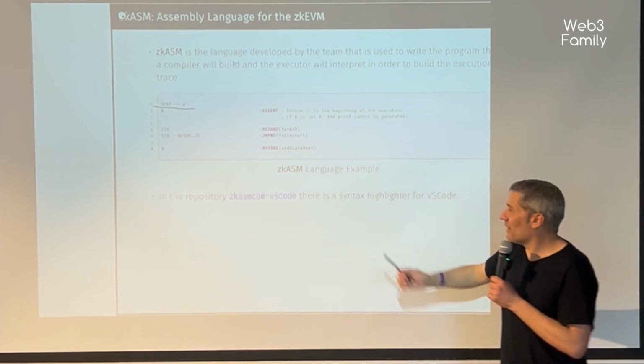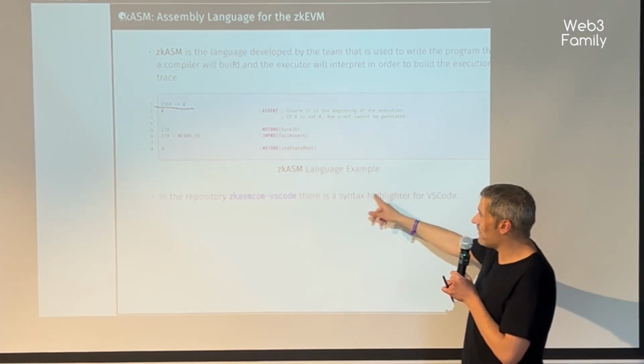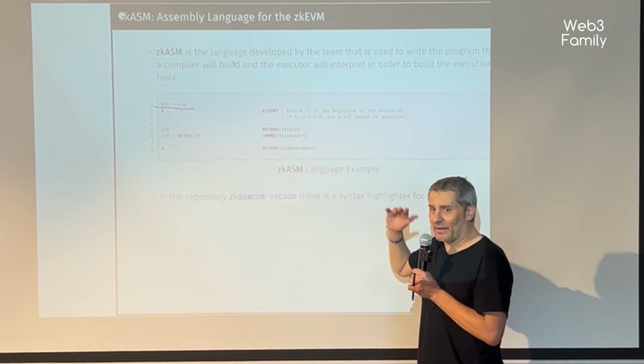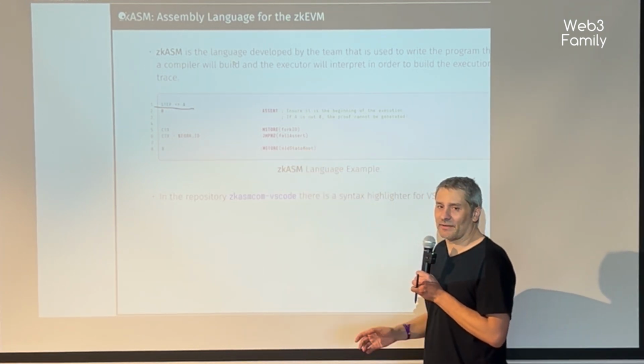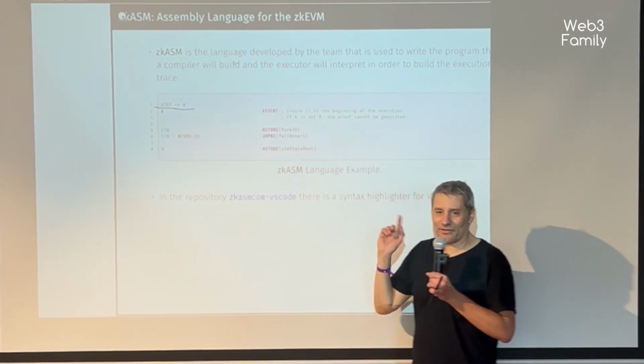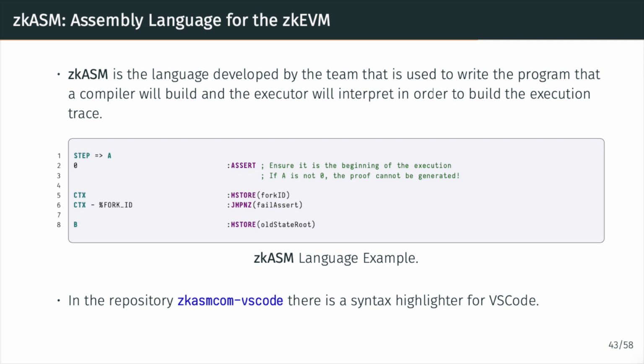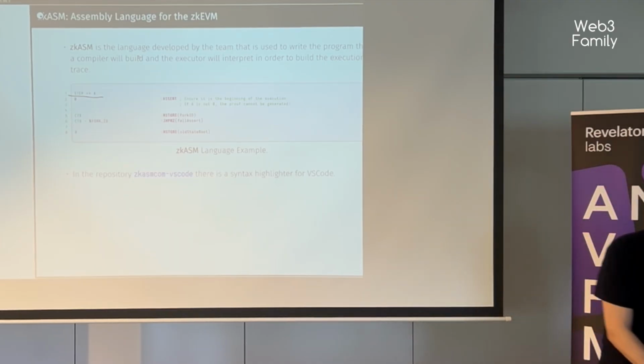If you want to take a look, we have a repo with all the assembly that proves the execution of the Ethereum transactions. You have a highlighter because assembly is a little bit hard to read, so you can install this extension for Visual Studio Code if you want to check this language. This language is built by Polygon. It's our specific language.